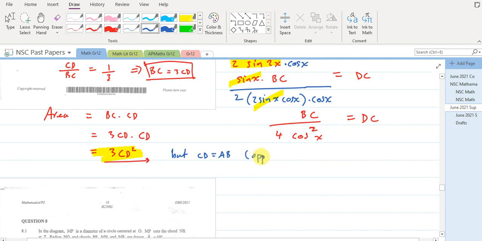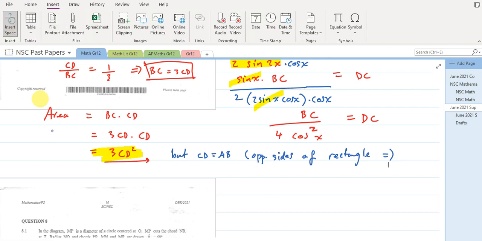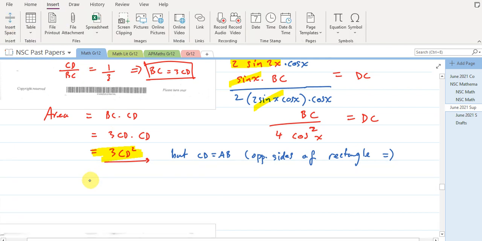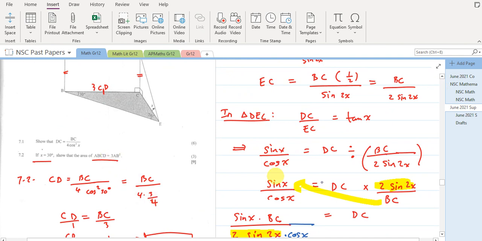Opposite sides of a rectangle are equal. So which is basically equal to 3 times AB squared. That should be it. Yep.